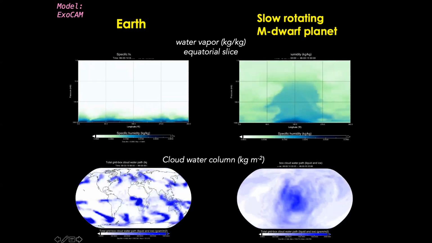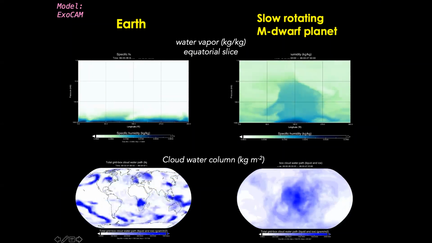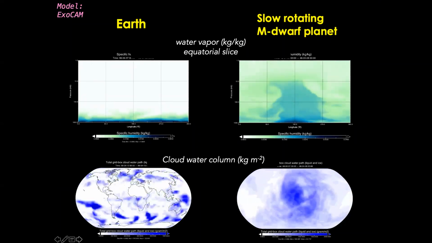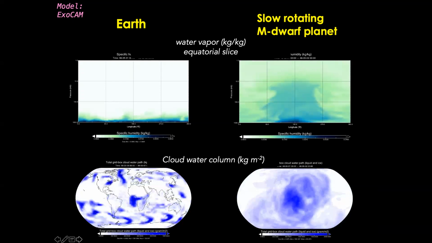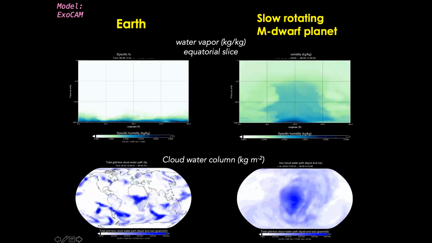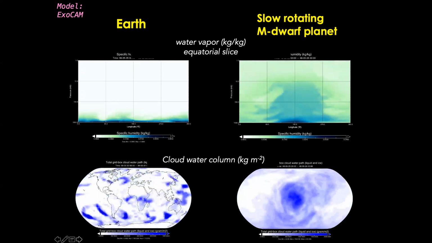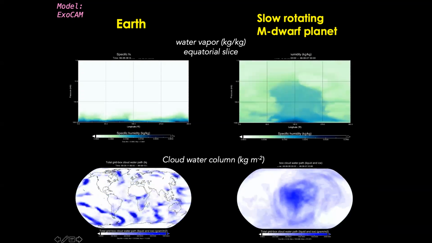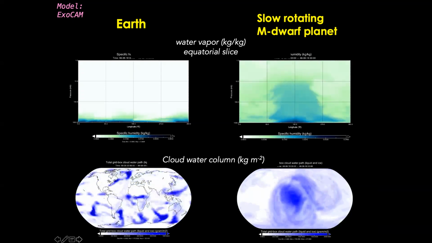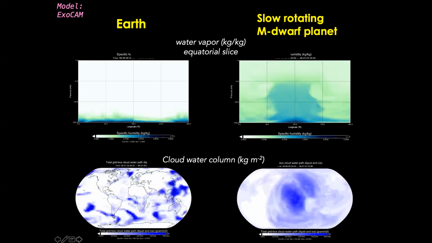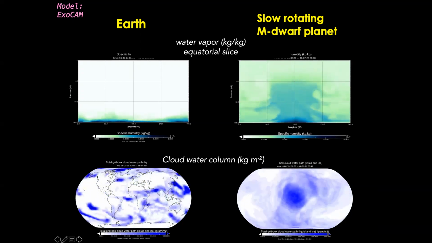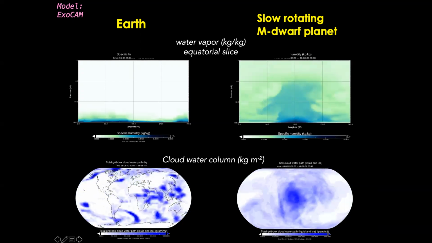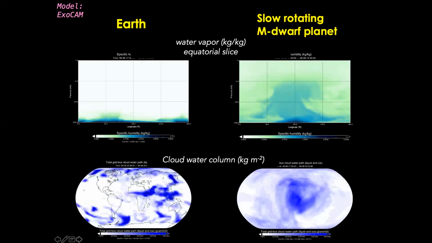So the top movies are of specific humidity on a vertical slice around the equator. And the bottom is the total grid box average cloud water path. And you can see for Earth, water vapor is trapped near the surface. And you see your familiar cloud maps of the Earth, where you have mid-latitude storm tracks moving west to east and equatorial motions from east to west.